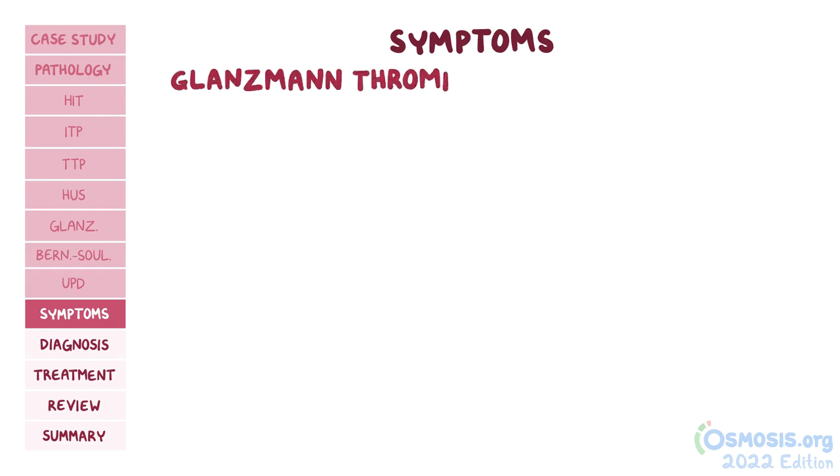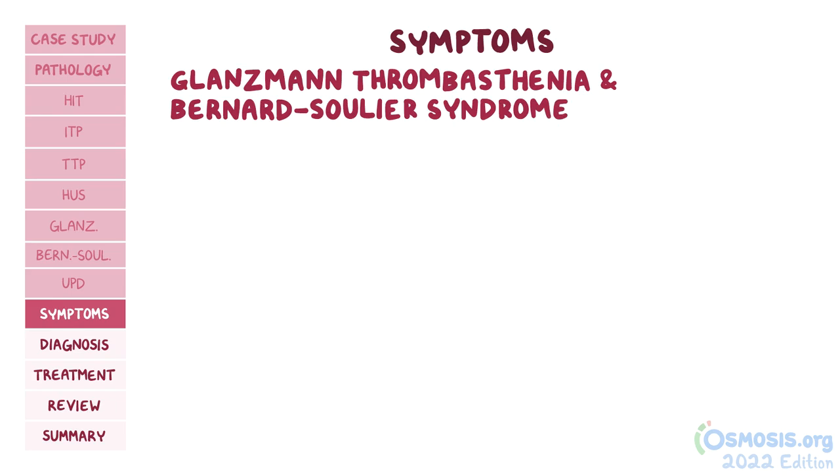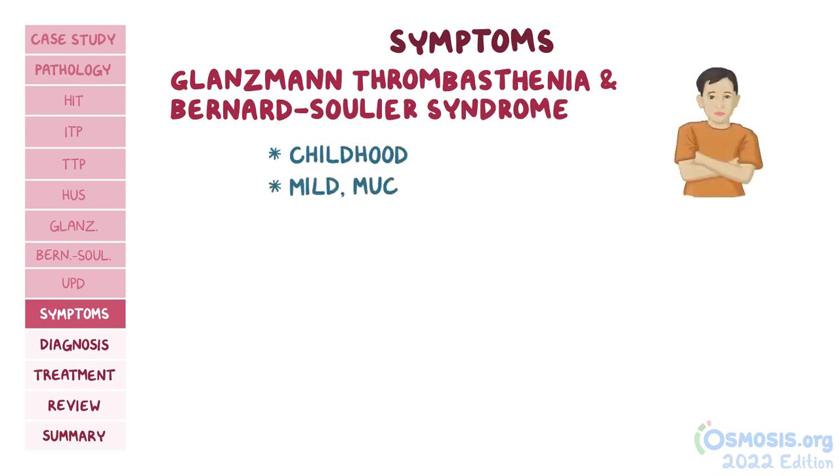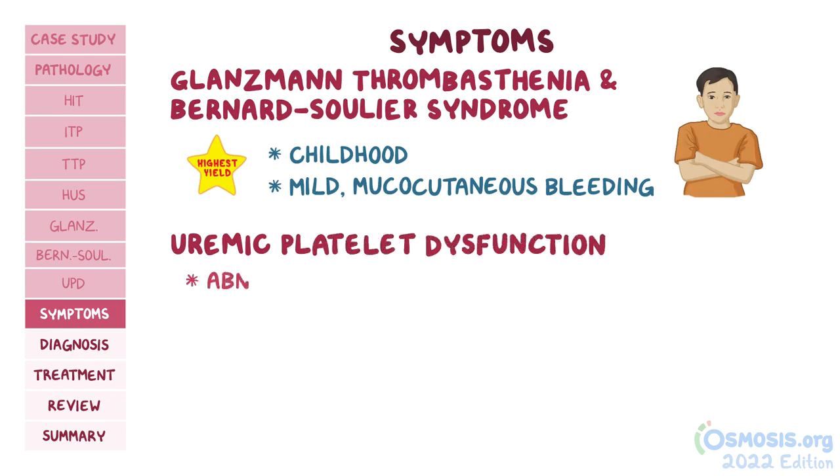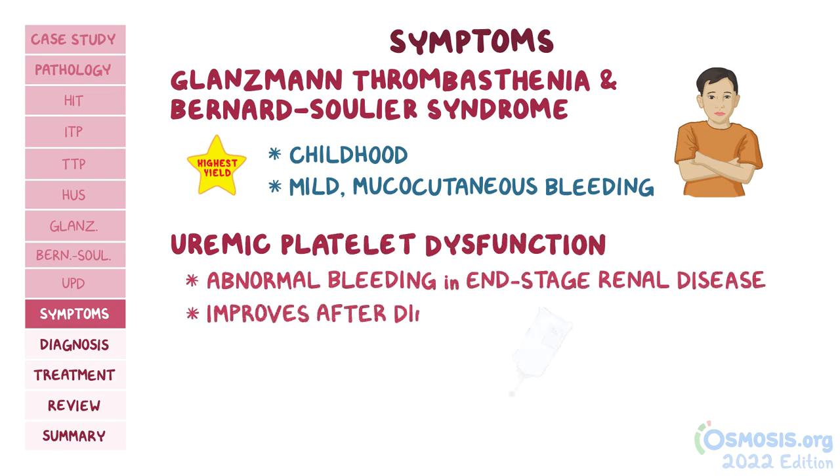Now, Glanzmann thrombasthenia and Bernard-Soulier syndrome present in childhood with mild mucocutaneous bleeding. Finally, uremic platelet dysfunction often presents with abnormal bleeding in individuals with end-stage renal disease, which improves after dialysis.